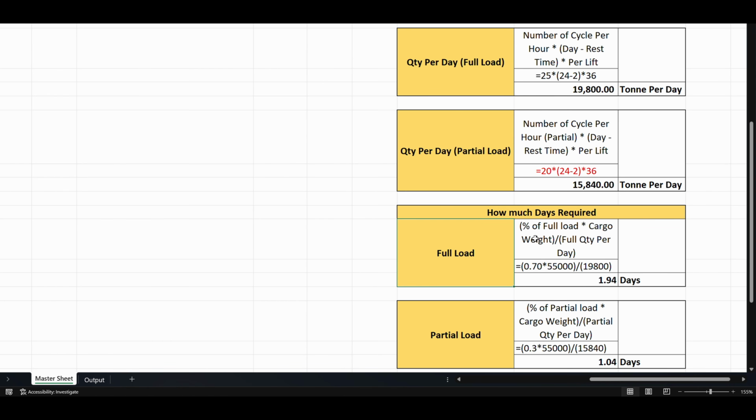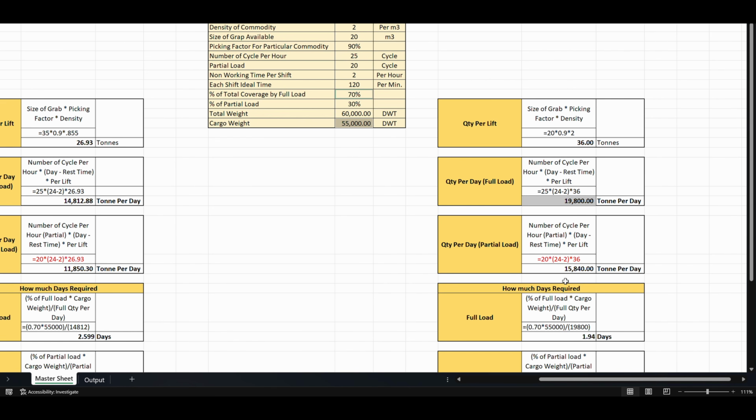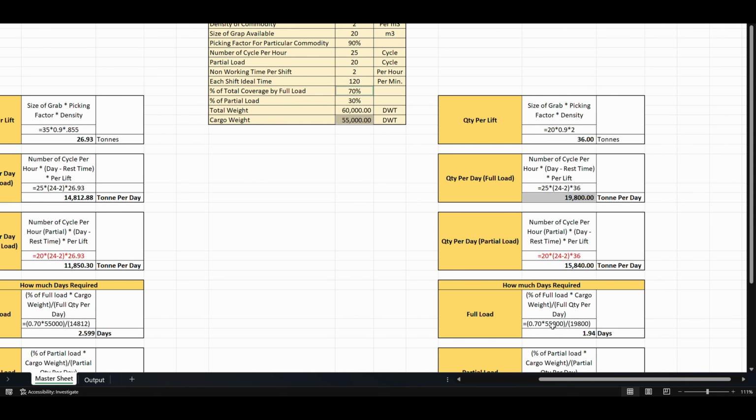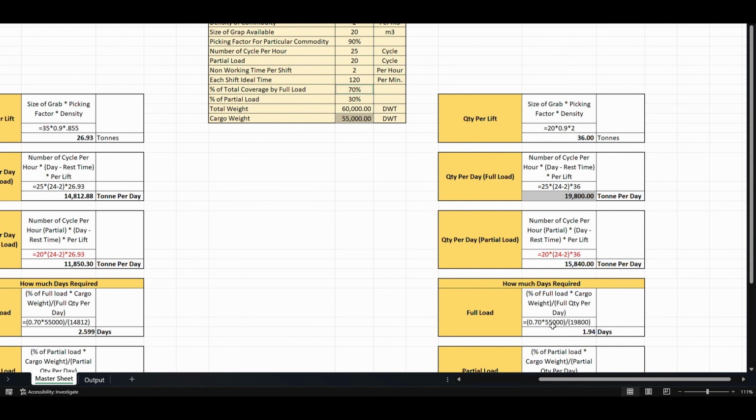Now how many days are required for the full load? The percentage of full load into cargo weight divided by the quantity per day gives the days required. We take 70% from here. The cargo weight is 55,000 divided by full load, 19,800. So 1.94 days required, almost 2 days required for full load.